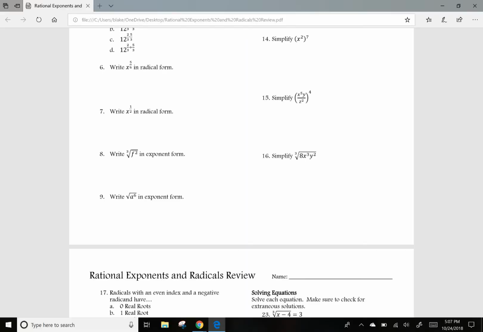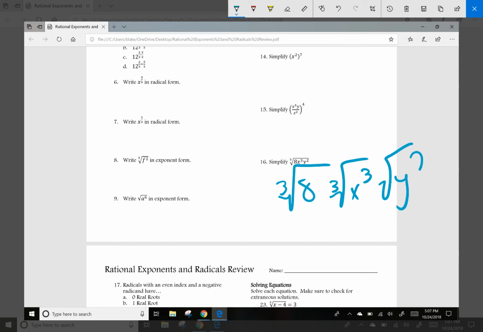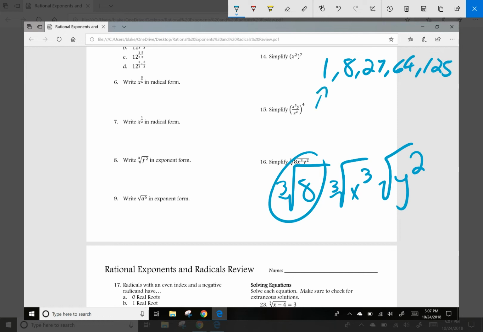You'd have the cube root of 8, the cube root of x to the third, and the cube root of y to the second. Now the cube root of 8, we talked about perfect cubes before. So 1, 8, 27, 64, 125. We wrote this list down in our notes, but these are perfect cubes. That's 1 to the third power, 2 to the third power, 3 to the third power, 4 to the third power, 5 to the third power. 8 is a perfect cube. That's the same as 2 to the third power. So the cube root of 8 is just 2.